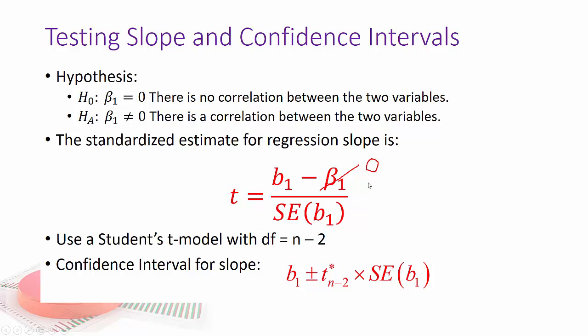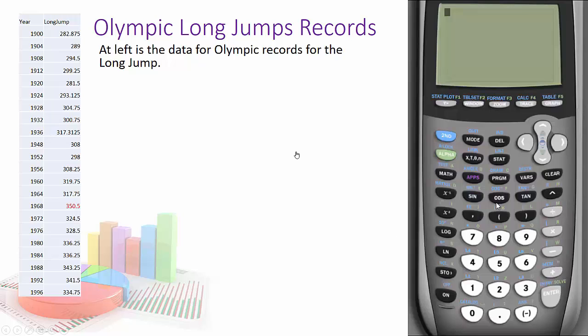This is going to be 0, and if I solve this for standard error, I get this equation. So I'll use this later. You're not normally going to have to calculate it, but if you do, just remember it's the slope divided by the t value.